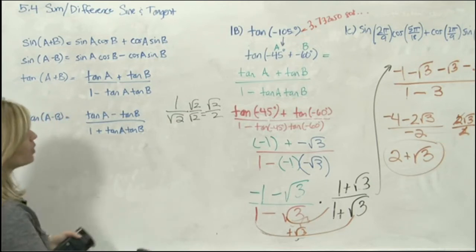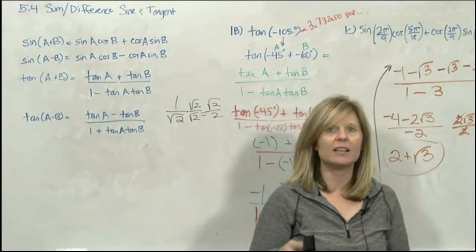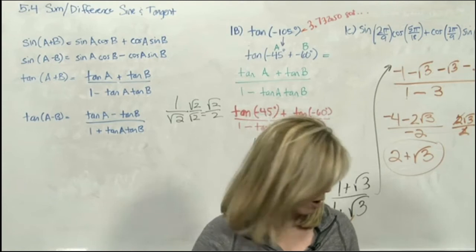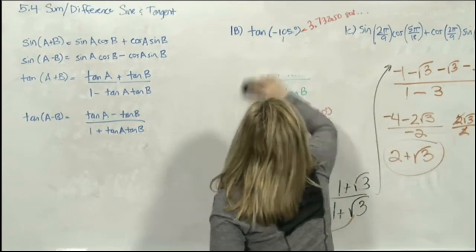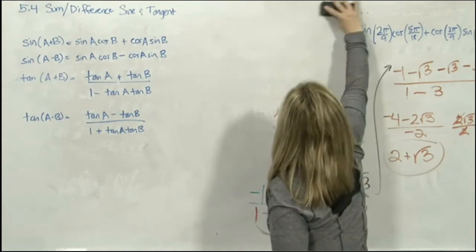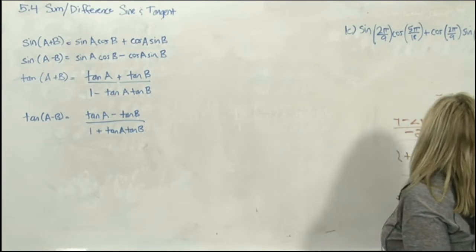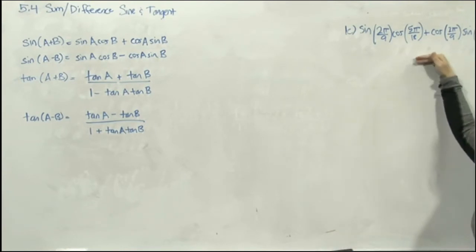So the most important thing we learned is the purpose of having these identities was to find the trig function value of an angle that we couldn't normally look up on our own. All right, I'm going to erase example B. Let's go to example C in the notes. Okay.